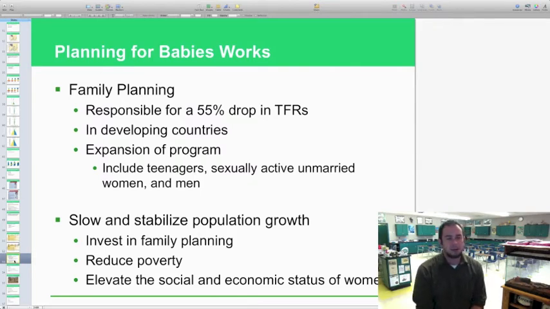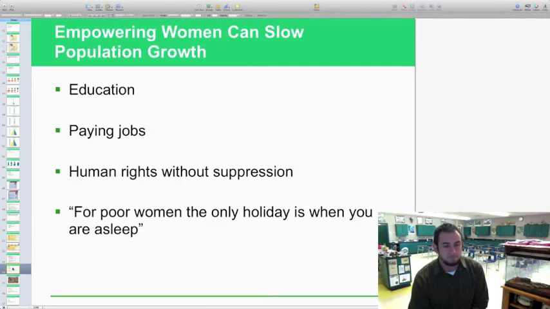To slow and stabilize population growth, the ways to do this are to invest in family planning, and reduce poverty, because we see a lot of impoverished people are the ones having many children to try to get themselves out of poverty. Elevate the social and economic status of women. Again, if you give women a job, they will have less time to have children, and they'll have a different mindset about having children as well. Empowering women can slow population growth. We've seen this by providing them good education, paying jobs or at least equal paying jobs, and human rights without suppression or fear of trying to advance your career.